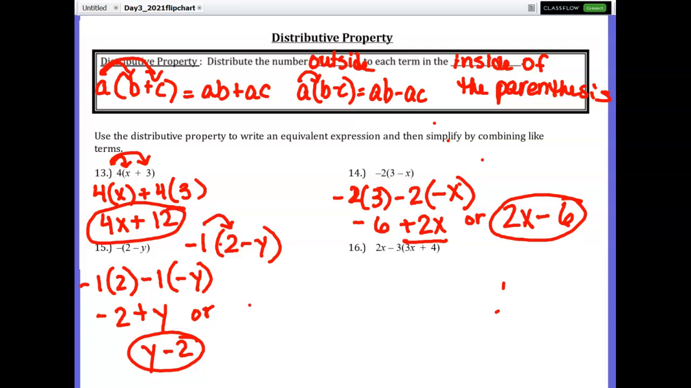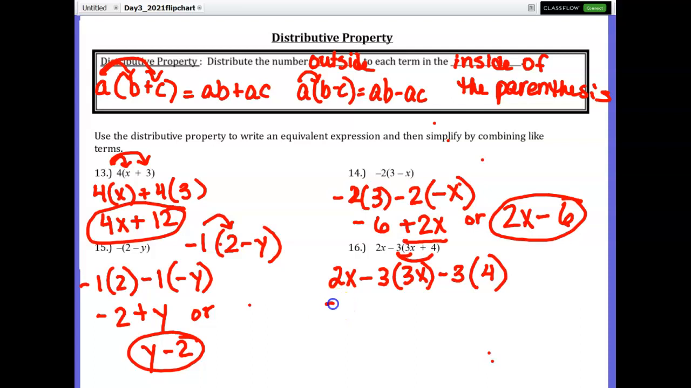All right. 16 is going to get a little more complicated because if you notice, the number that's multiplied is in the middle of this expression. So the 2x is just going to be written out to the side. We're then going to distribute a negative 3 times 3x, and then a negative 3 times our 4, okay? So we just took this negative 3 here and here. I'll do it down below.